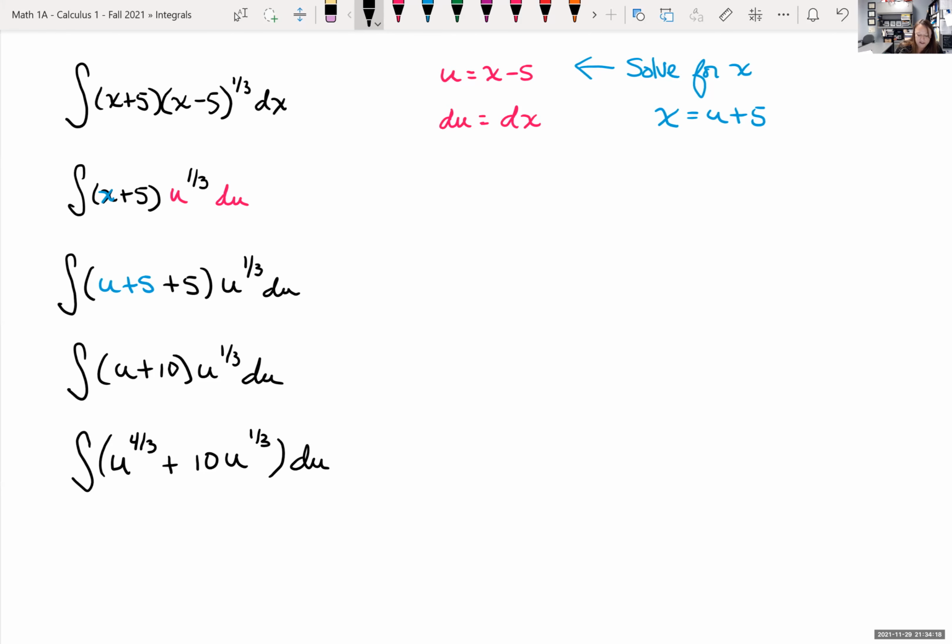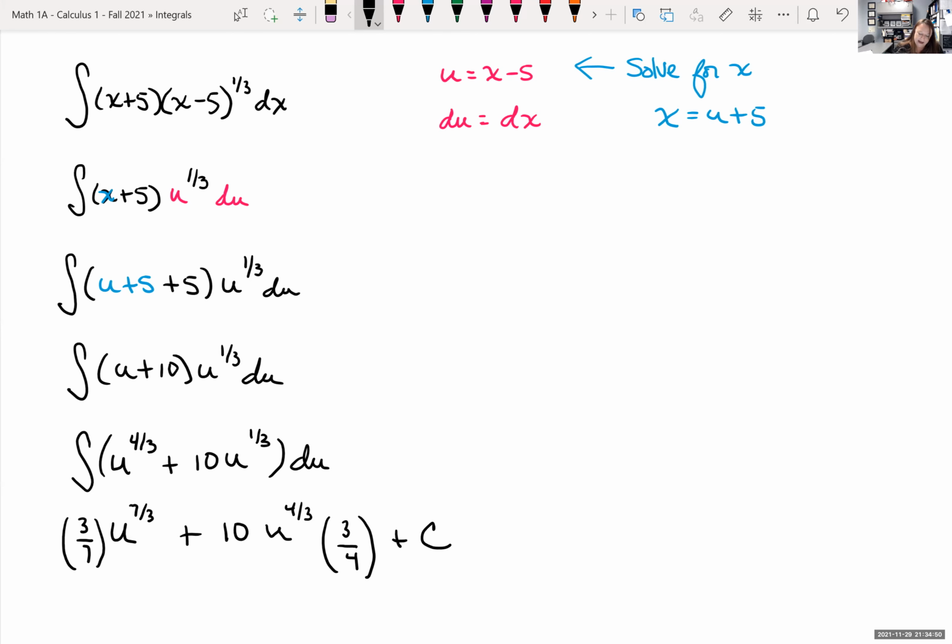So to integrate, we're just going to add 1 to our exponent. Adding 1 to 4/3, 4/3 plus 3/3 is 7/3. Divide by 7/3, which is the same thing as multiplying by the reciprocal, 3/7, plus 10. So add 1 to our exponent of 1/3. 1/3 plus 3/3 is 4/3. Divide by 4/3 or multiply by the reciprocal, 3/4.